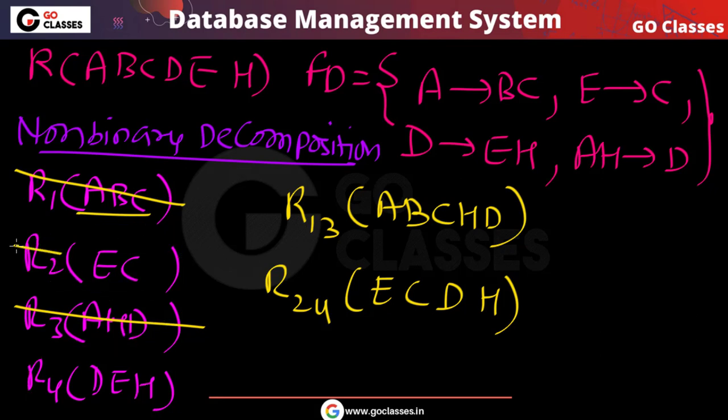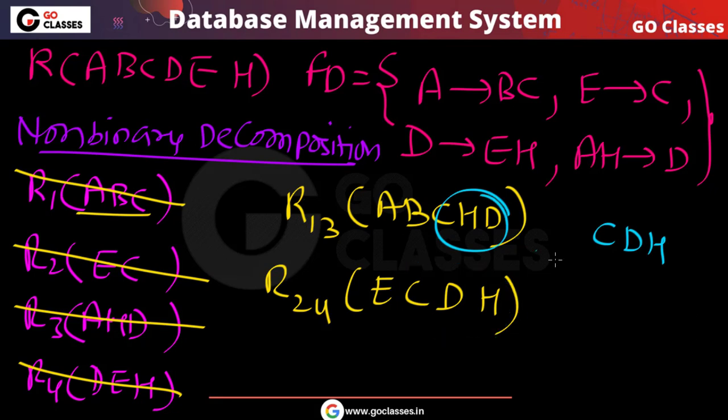Now these are gone, and these two are remaining. Can I combine them in a lossless manner? What is the common set of attributes here? You can notice the common set of attributes is C, and the other is D, H. So C, H, D.